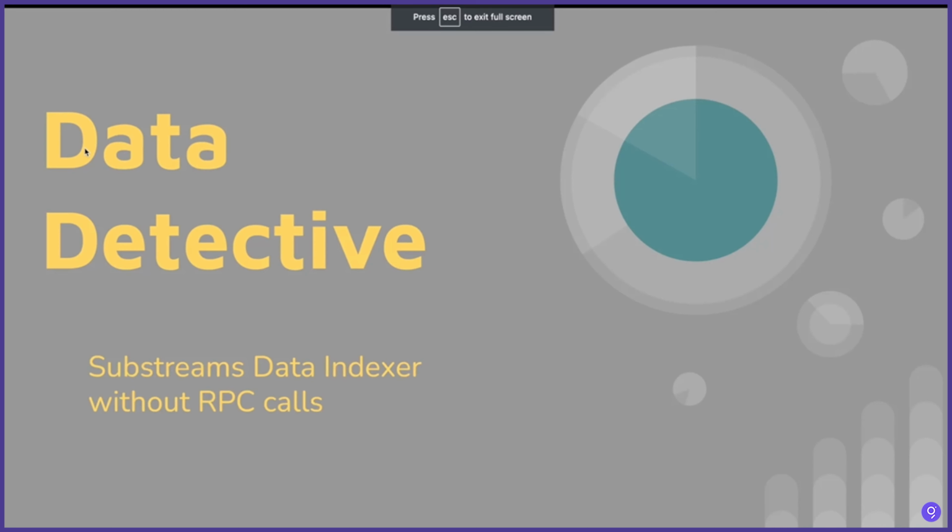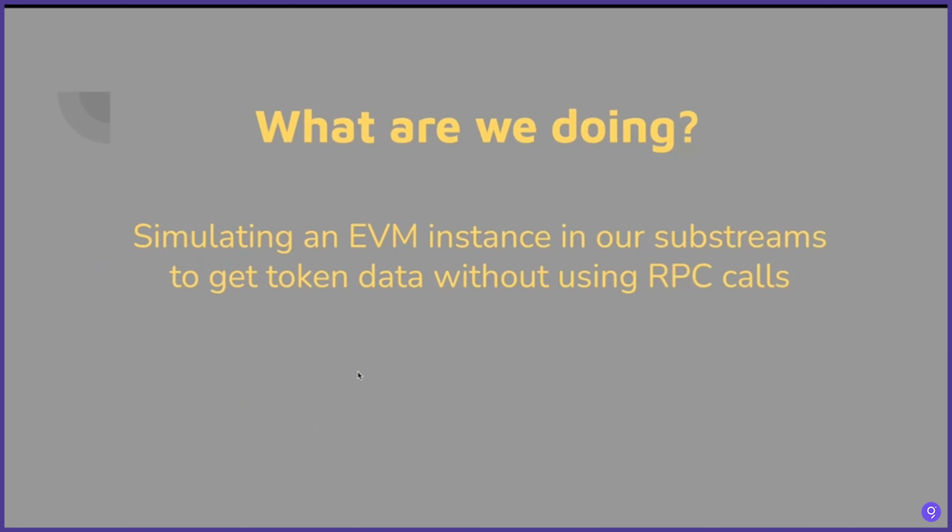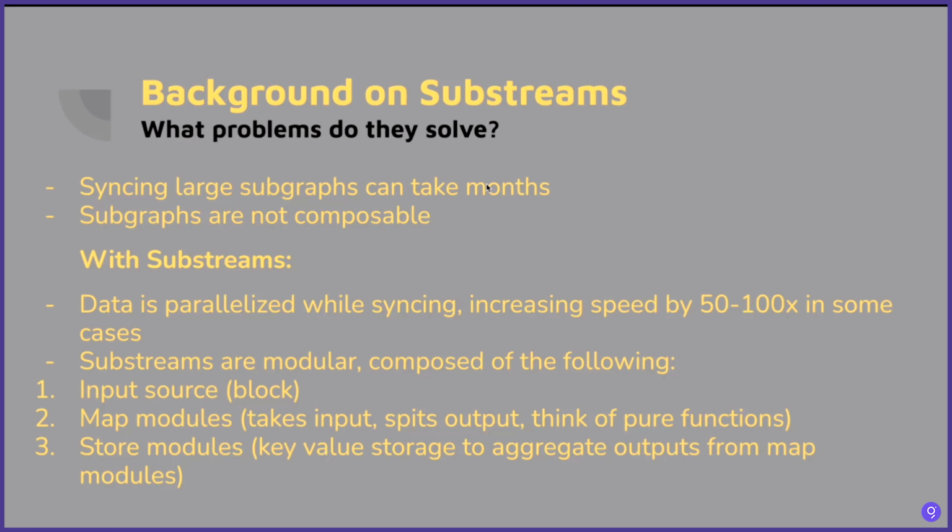All right. So yeah, Data Detective, we're a data indexer and we don't use RPC calls, because we simulate an EVM instance in our substreams. Just a little background on substreams: they solve the problem that syncing large subgraphs can sometimes take up to months, and that they're also not composable. But with substreams, syncing is a lot faster.